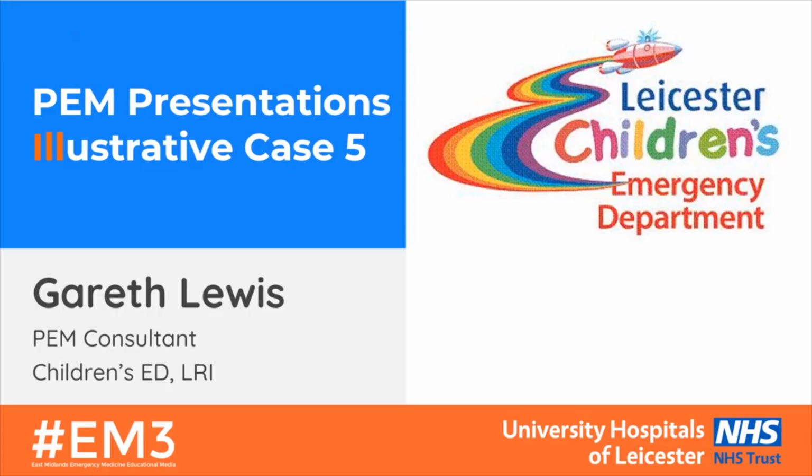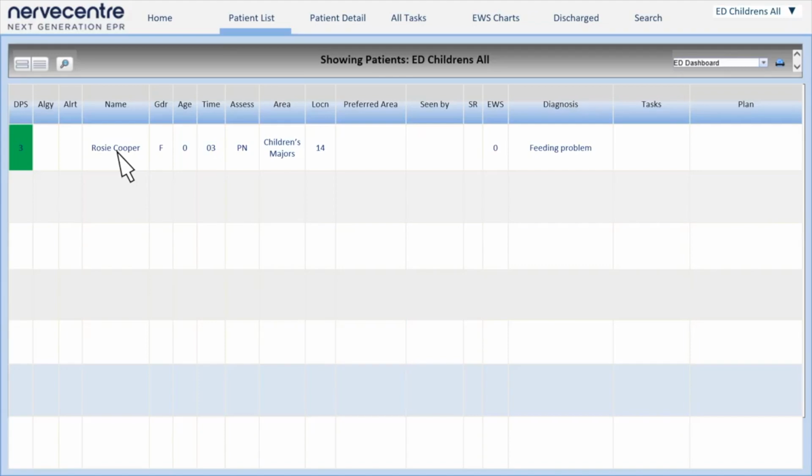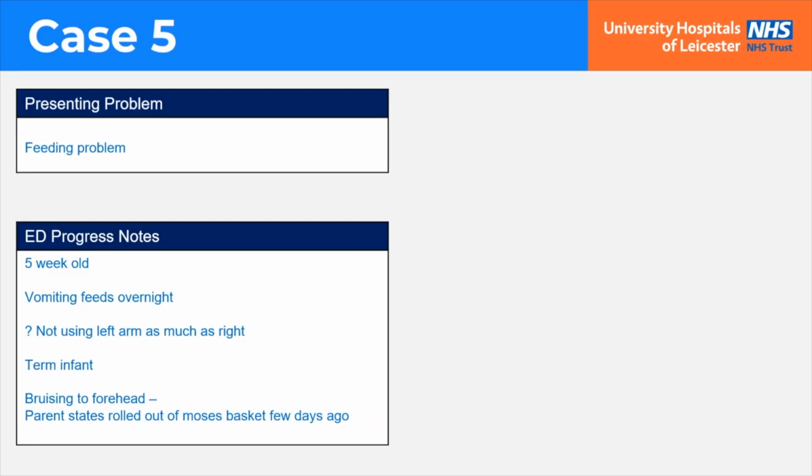Welcome to case number 5. In this case, we have Rosie. Rosie has been brought in to the emergency department with an apparent feeding problem. The initial triage assessment documentation says that she is 5 weeks old and that she's been vomiting feeds overnight. There's also something about her not using her left arm as much as the right arm.